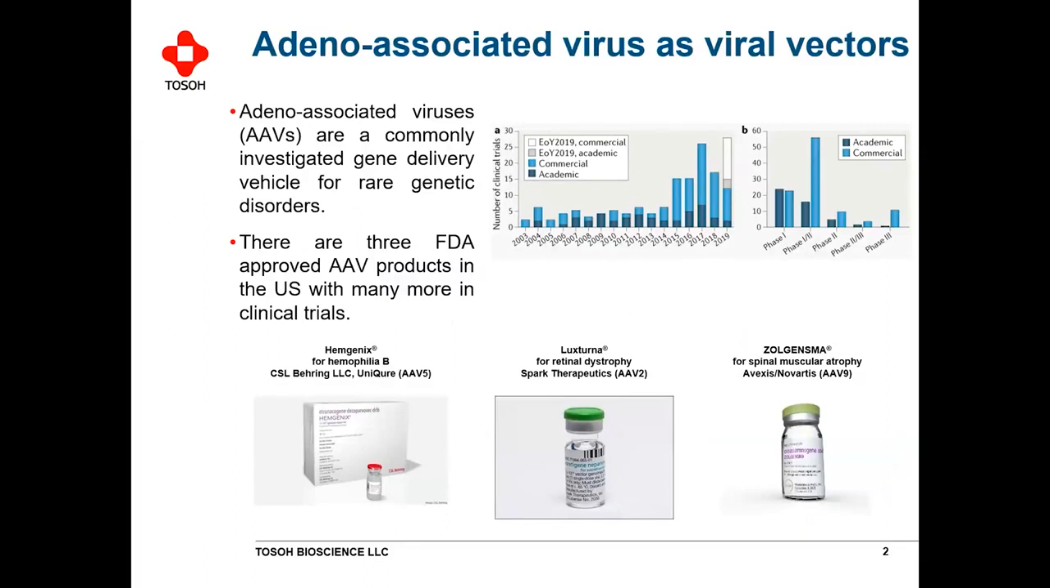On the top right of this slide, you can see this is actually from 2019, so it's a little out of date, but even in 2019, there were over 100 different products in clinical trials. On the bottom, you can see the 3 that are approved: Hemgenix, Luxturna, and Zolgensma.